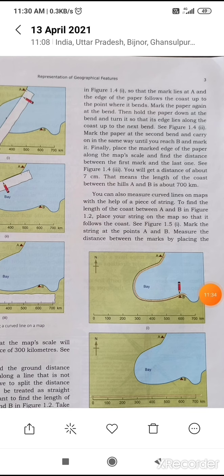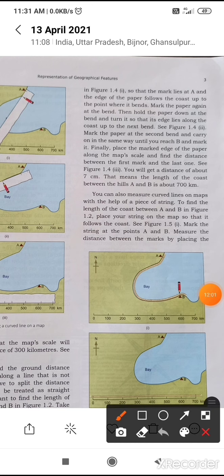Now next is, how can you find out the length by a thread, or you can say when you have to find out the distance through thread. So this is again the next method to find out the length from A and B. You have to place the thread like it is showing in figure 1, this one.